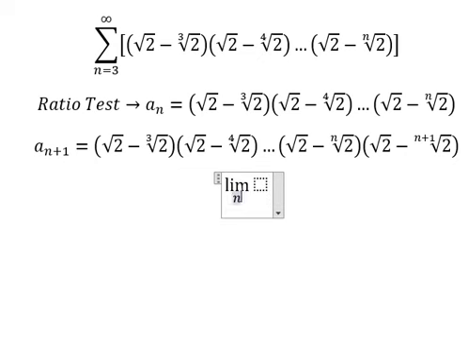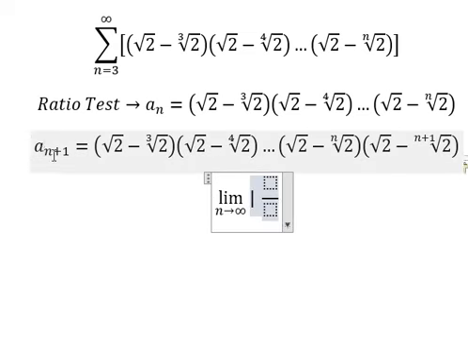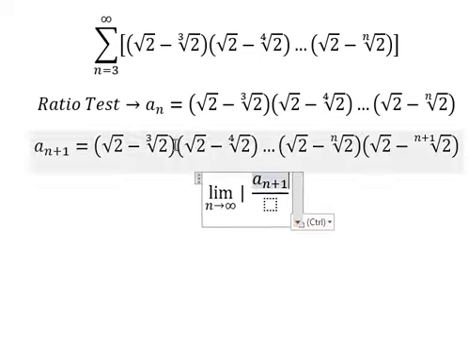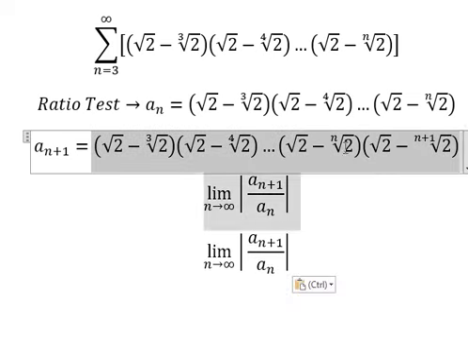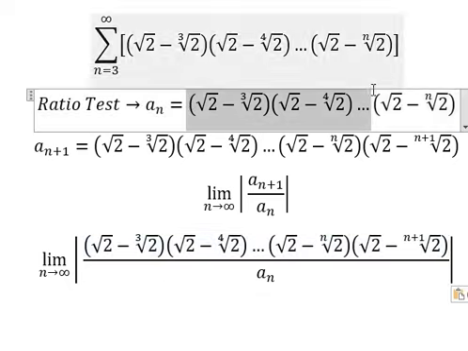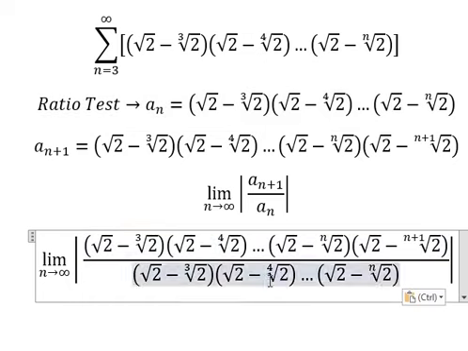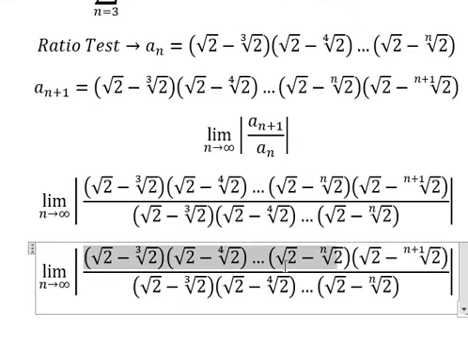And n approaches positive infinity, and we have the absolute value of a_(n+1) over a_n. So I will put this one here, and this one here. So we need to simplify this one over this one, and we have like this.